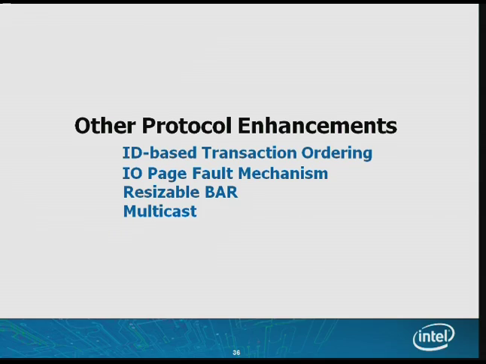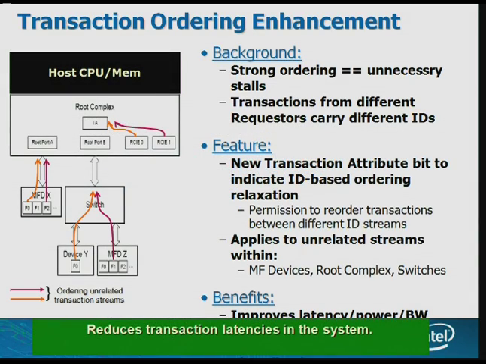Other protocol enhancements, just briefly touching these. Transaction ordering. In PCI Express, we have strong ordering requirements. Transactions from different requesters are typically not related. This device, when it generates traffic to the host, and this other device, they may not really have any ordering relationship. And reading through either the root complex or switches in a more complex topology, like here, strong ordering might be imposed, and that may not allow us to take some advantages.